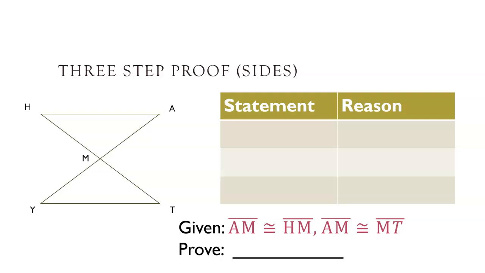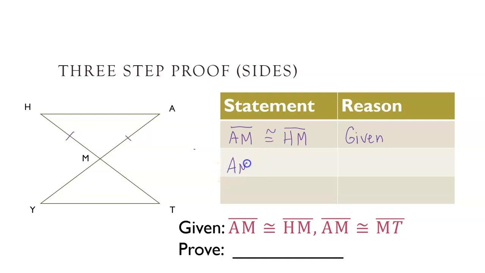Here's a three-step proof using sides. So we were given that AM is congruent to HM. AM is congruent to HM. We don't yet have a side because those two sides are in the same triangle. So I'm not going to write an S next to that statement.